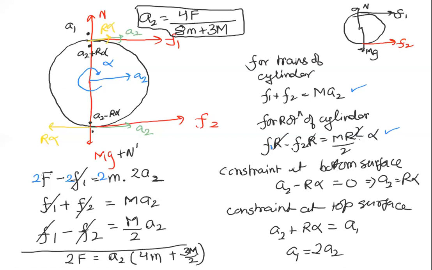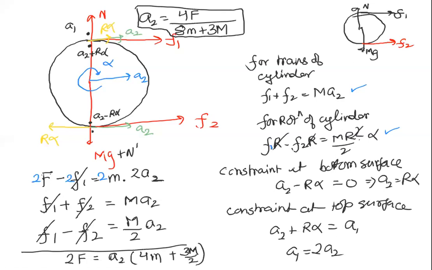So what I have written as constraint at bottom and constraint at top, if everything is normal, you can choose to forgo this and simply write A2 is equal to R alpha and A1 is equal to 2A2. But if there is anything out of the ordinary, if something is going wrong, then you need to do this whole thing.